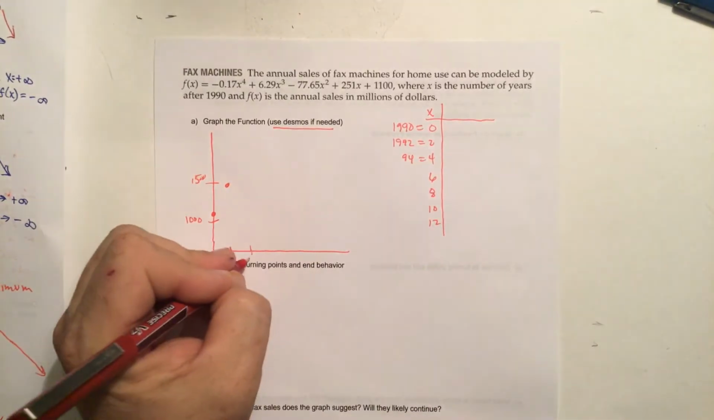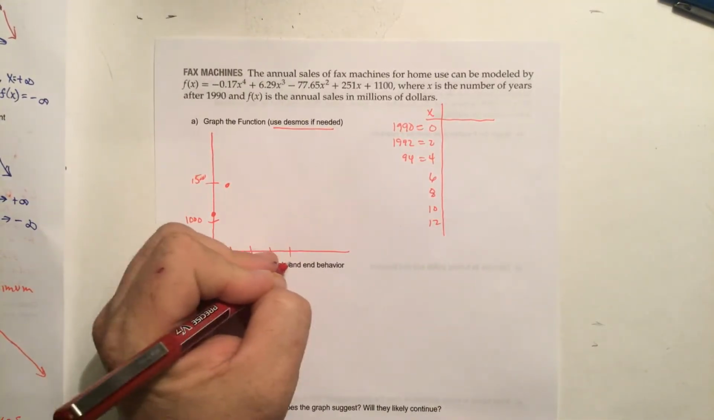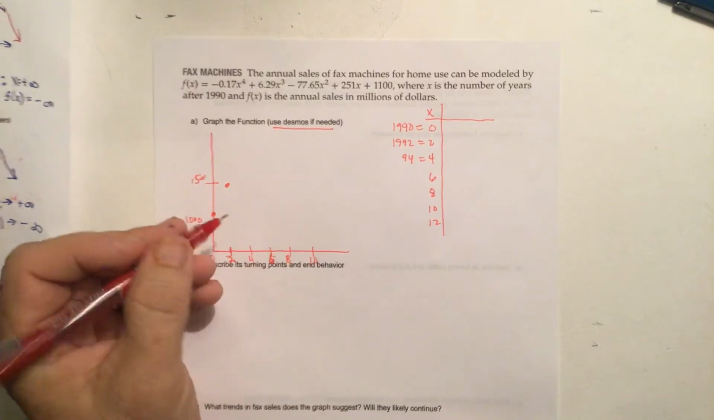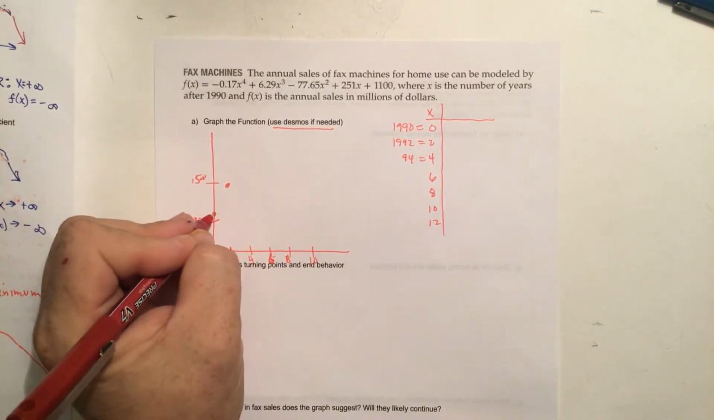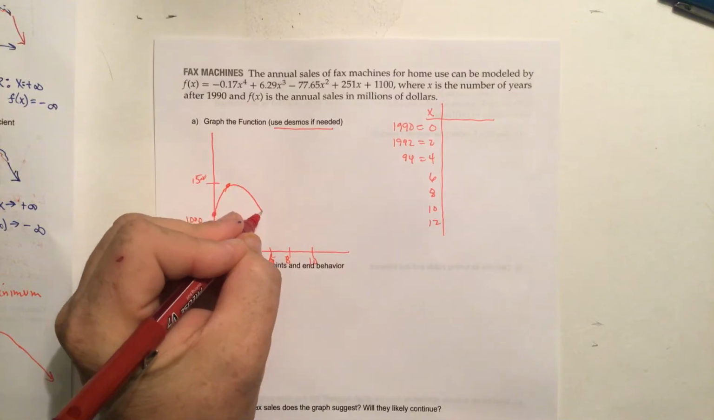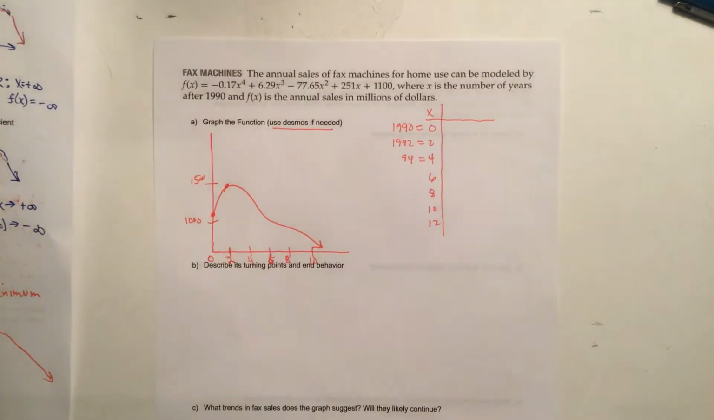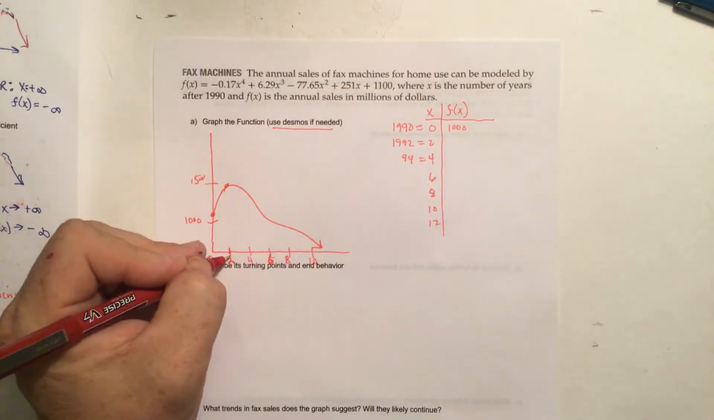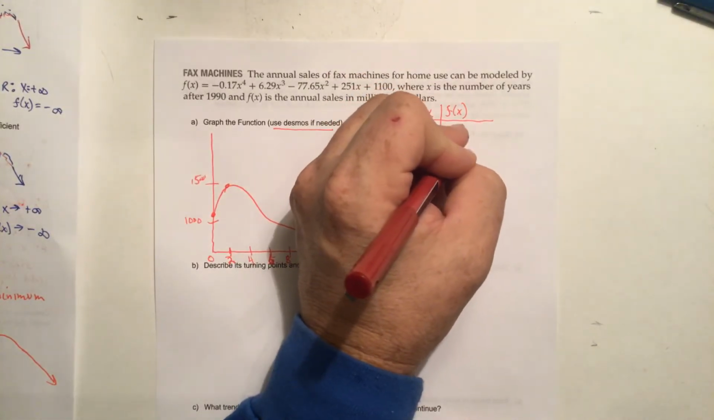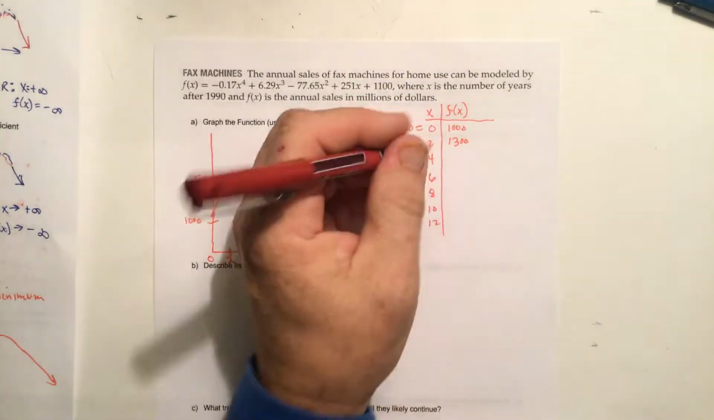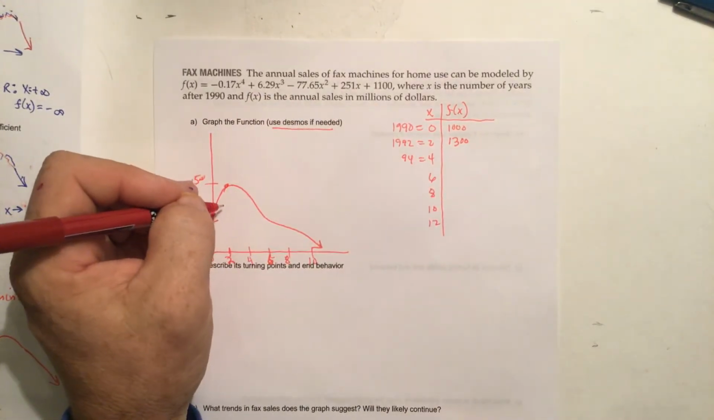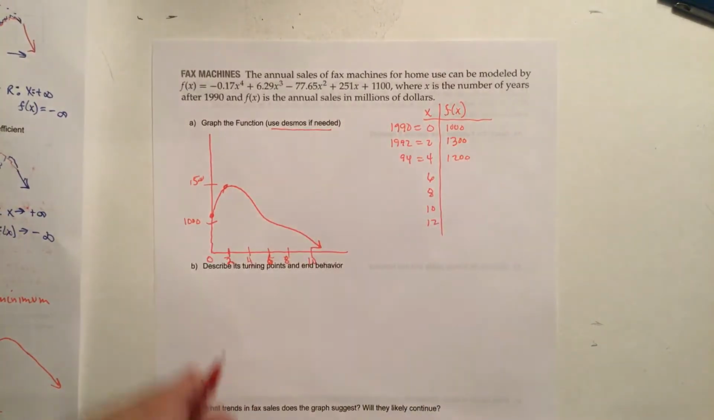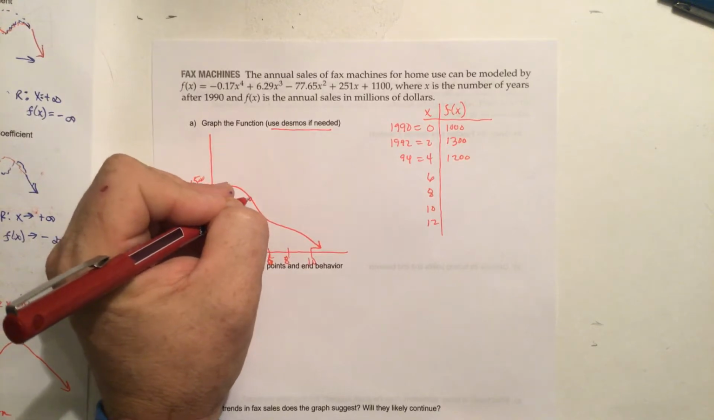And then as you plug these in, 4, 6, 8, 10, this thing's going to turn right here, and it's going to do something like that. So when I plugged in 0, I got 1000. And then when I plugged in 2, I got around 1300. And then when I plugged in 4, I got approximately 1200. And these are just estimates.